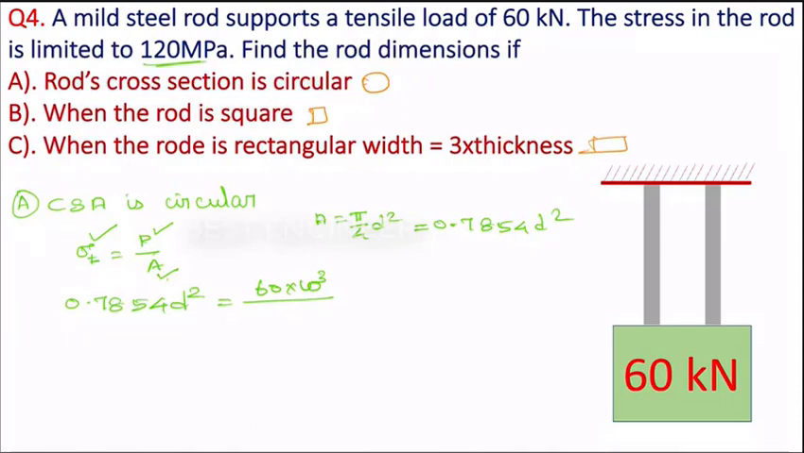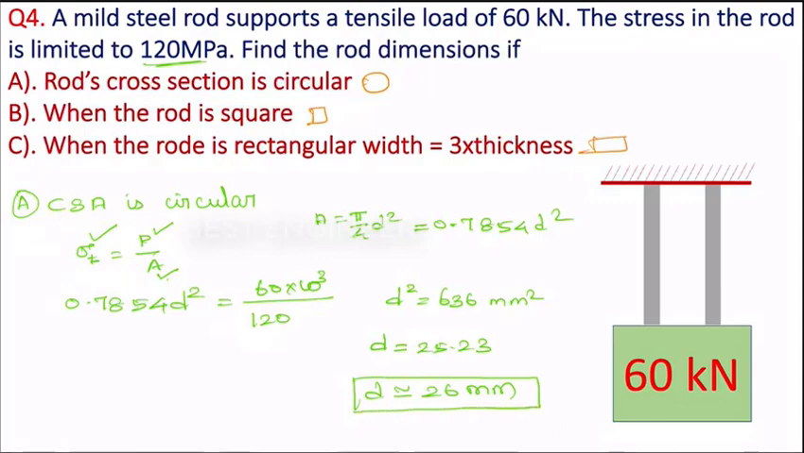Here stress is 120, so we can find diameter d square equals 636 millimeter square, so d equals 25.23, approximately d equals 26 millimeter. Suppose in the first case the rod has circular cross section, we need to make the diameter 26 millimeter. Let's go for the second condition, when the rod is square.